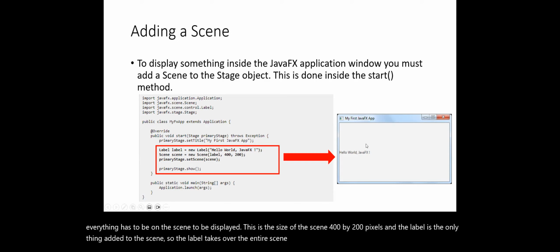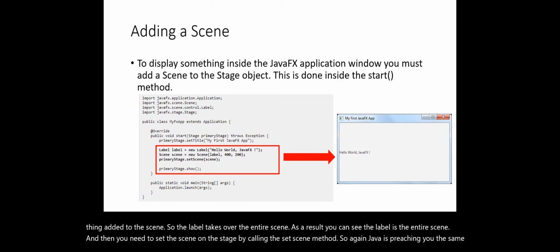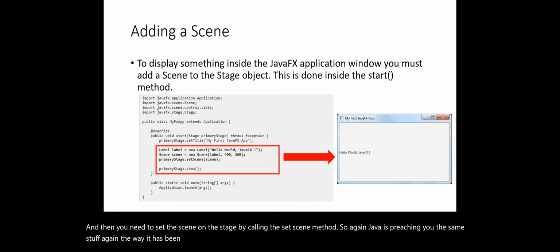As a result, you can see the label is the entire scene. And then you need to set the scene on the stage by calling the set scene method. So again, Java is preaching you the same stuff, the way it has been teaching you: anytime you need to make a change, you need to call a setter.